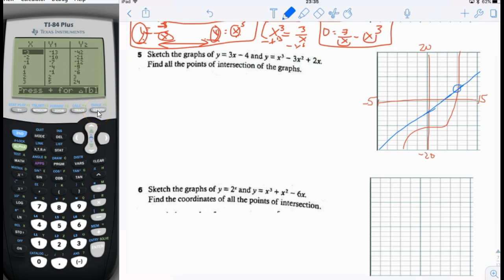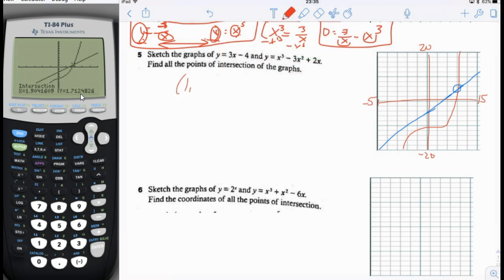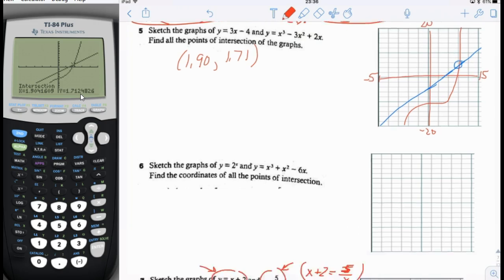Second table. Second calc. Intersect. First curve, second curve, and then our guess. It doesn't really matter where the guess is because there's only one intersection. Then it tells us the intersection is at 1.90, 1.71. Okay, so there's only one intersection point for these two curves. All right, let's go to number 6.